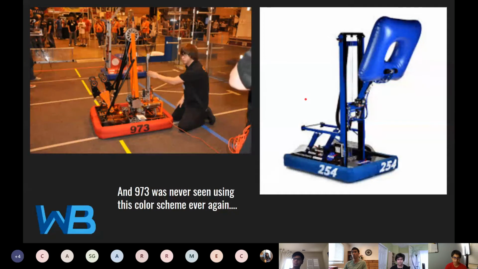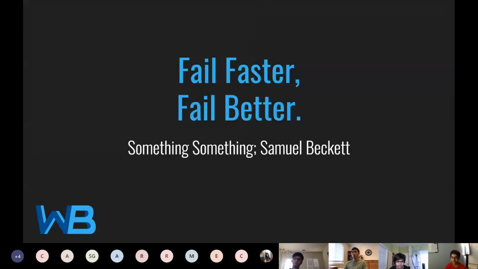Yeah. Oh gods, I hate that 973 color scheme. I get it, it fit their school colors, but like, oh, that hurts. Fail faster, fail better. Something Samuel Beckett said.